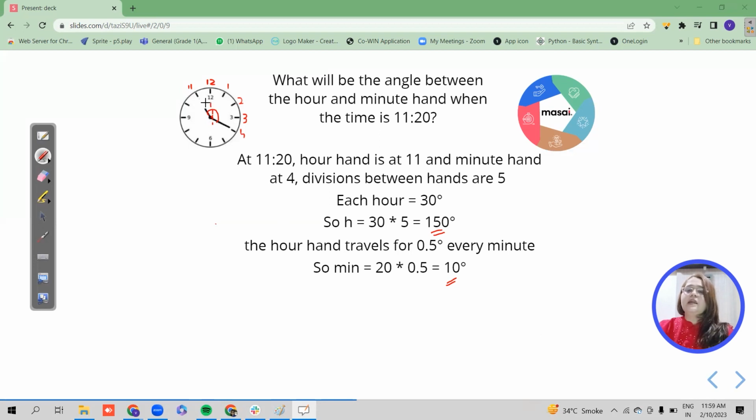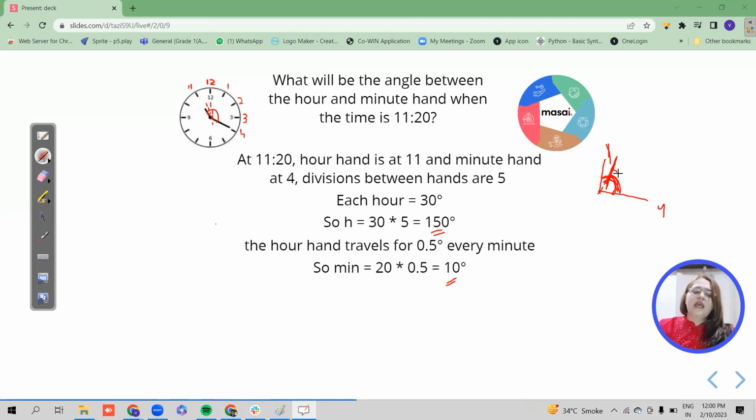So that means the hour hand is not exactly at 11. The hour hand has moved 10 degrees. So from this entire 150 degrees, we have to remove this 10 degrees, because this is where the hour hand actually is now, correct? And the minute hand is definitely at 4.